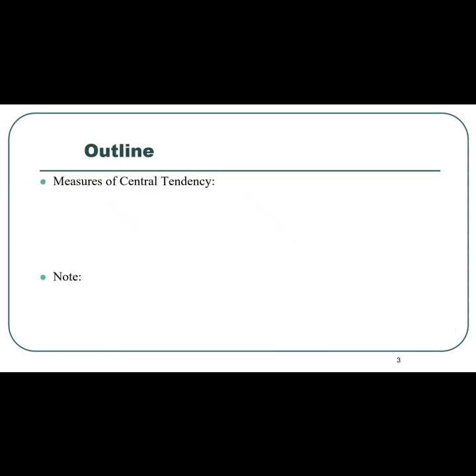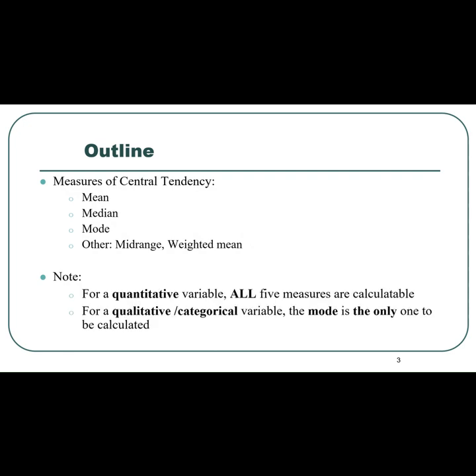And we're gonna cover today the most common measures of central tendency: mean, mode, and median. And also we are gonna talk about two others that are not commonly used, mid-range and weighted mean. All of these measures are calculatable for any quantitative variable, while for a qualitative variable, the only calculatable measure for central tendency, or that will represent your central tendency of the data set, would be the mode.